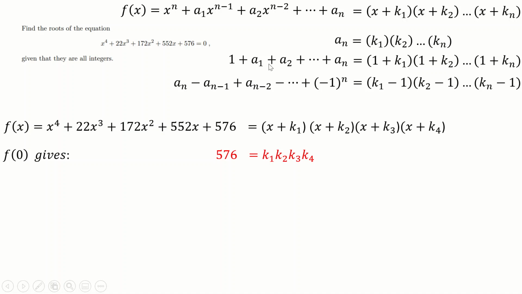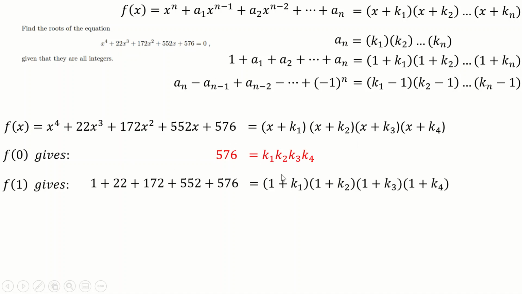The next thing tells me that all the coefficients added together, the first coefficient is just 1 by choice, all the coefficients added together equal 1 plus each of the k's multiplied together. So let's add all the coefficients together, 1 plus 22 plus 172 and so on. They equal 1 plus all of the k's each multiplied together. Okay, tidy that up, and I get my second important equation, which I'm colouring in, because these are the important equations.